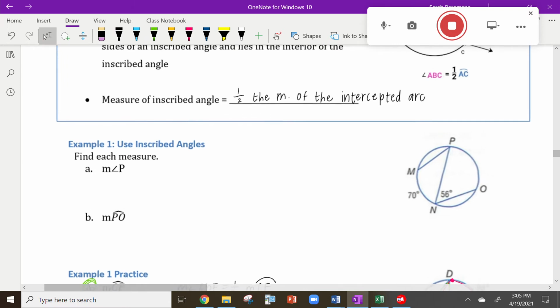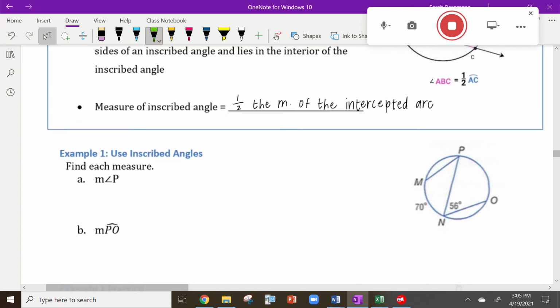It says find each measure. First, find the measure of angle P. So I'm going to look for angle P, and I'm going to see if I know the arc that is intercepted. I see that the arc that's intercepted is 70 degrees. So I know that the measure of angle P is going to equal half of the intercepted arc, the measure of arc MN. So it's half the measure of 70 degrees, so half of 70, which gives me 35. So the measure of angle P has to be 35.